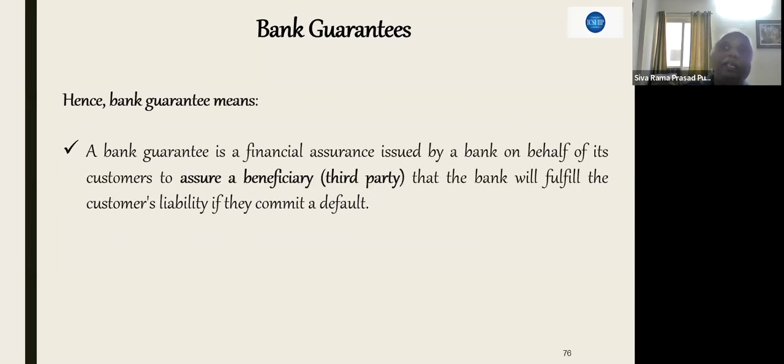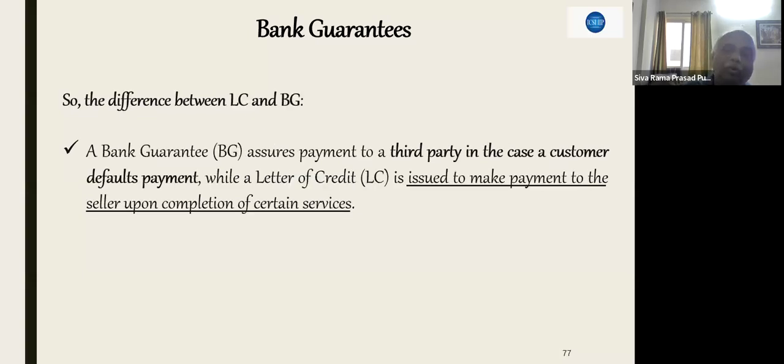Hence, a bank guarantee is a financial assurance issued by the bank on behalf of its customer to assure a beneficiary third party that the bank will fulfill the customer's liability if they commit a default. To conclude, the difference between LC and BG is that a bank guarantee assures payment to a third party in case the customer defaults on payment, while a letter of credit is issued to make the payment to the seller upon completion of certain services.